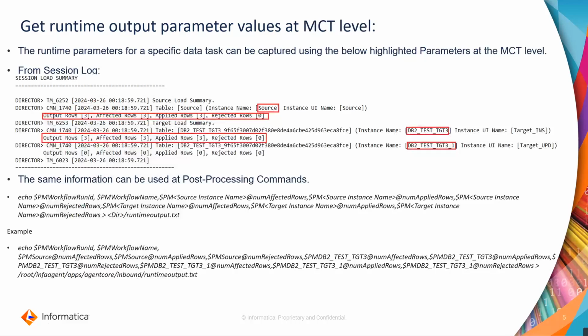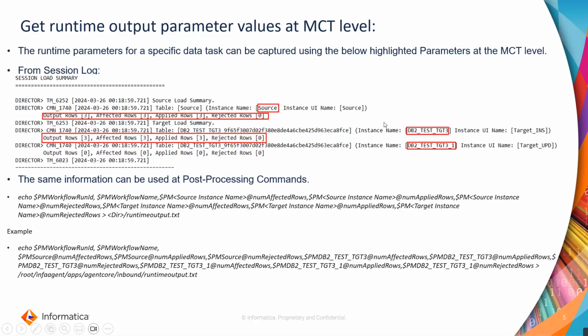And we can get runtime output parameter values at MCT level also. How do we get it? To get that, we need to first get the source instance name and the target instance name from the session log, as shown here.